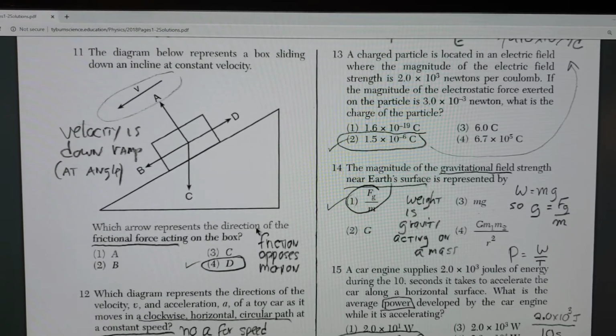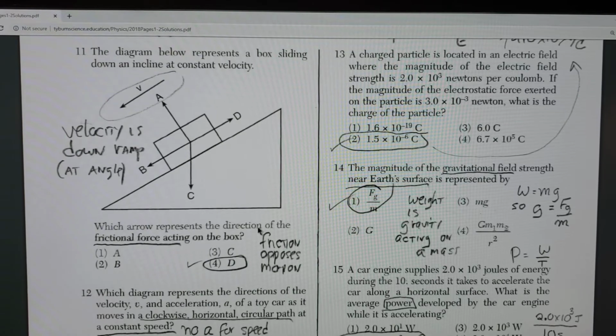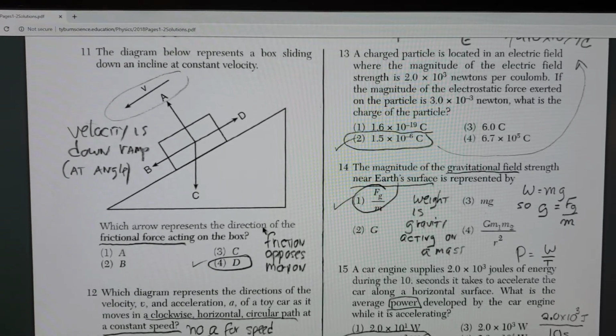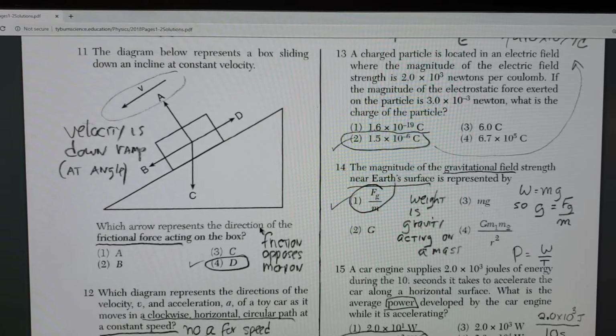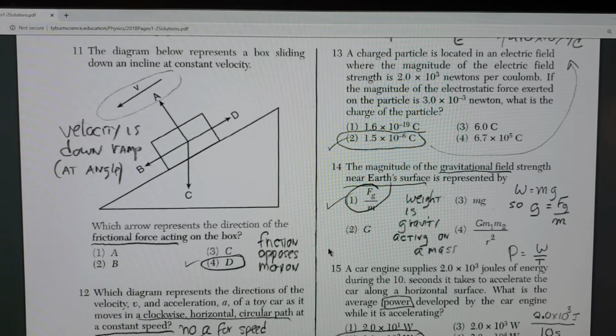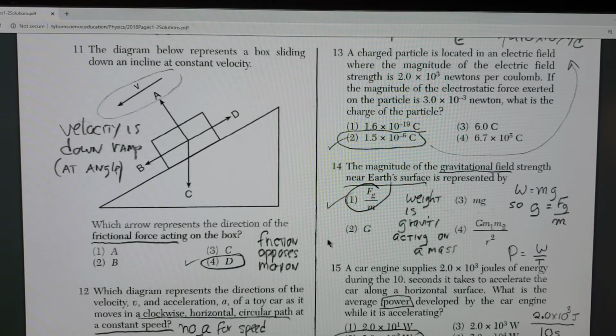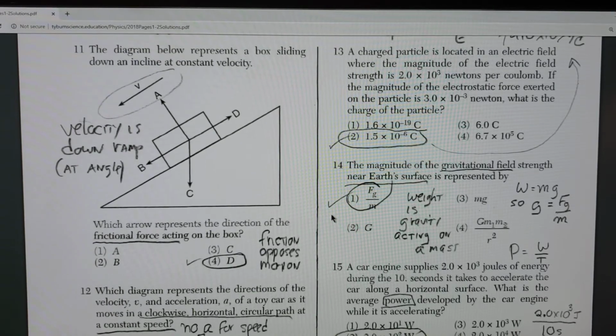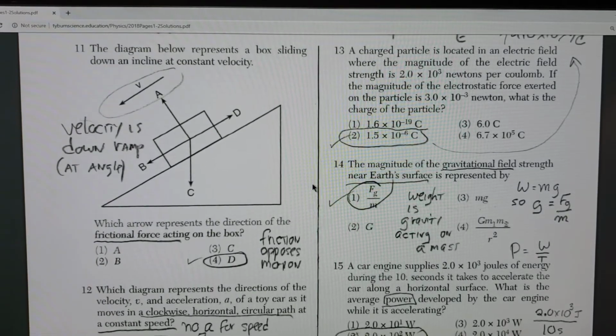Okay, let's continue with the second page of our problems from last week. These are the second page of the 2018 Regents questions for the June Regents test. Number 11 is a picture, and pictures are fun, but you have to look at them carefully because sometimes they'll put extra stuff in there that you don't really need.